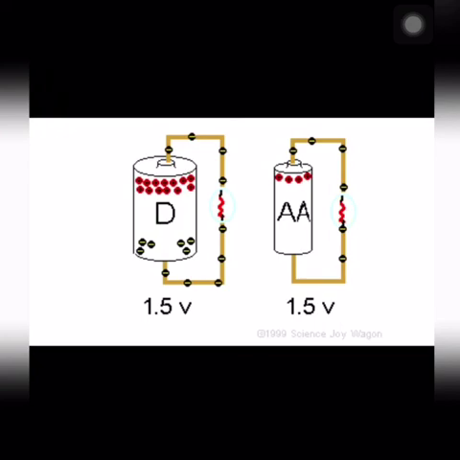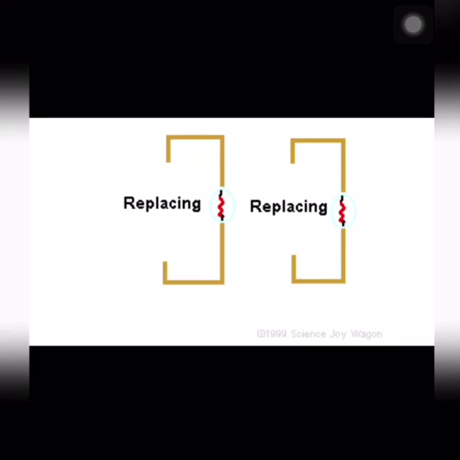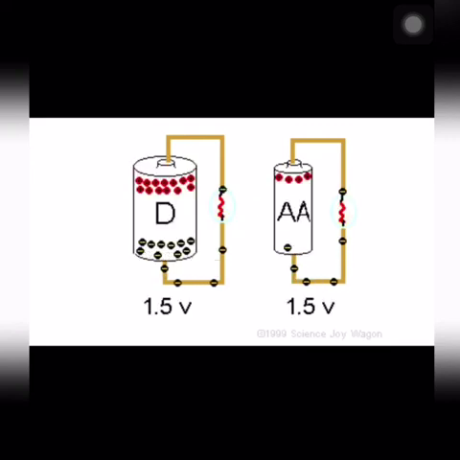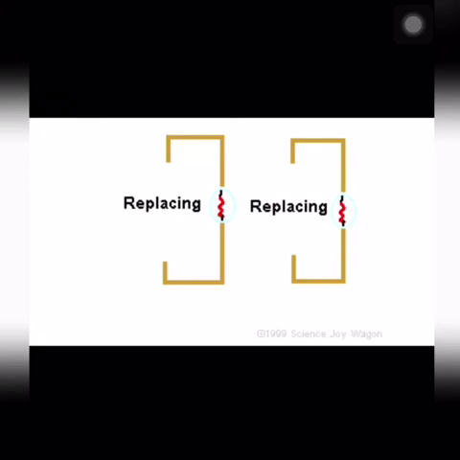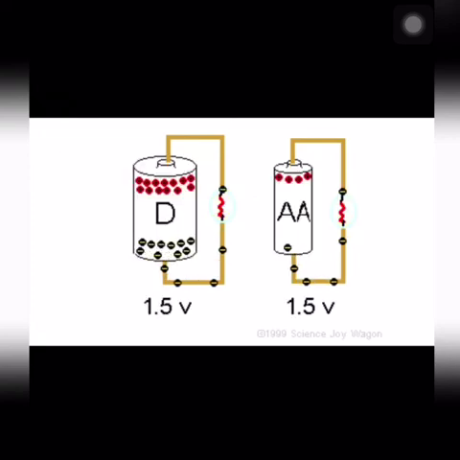You can see here, these are the extra or the free electrons, excess electrons released inside the cell due to some chemical reaction. And when all the free electrons move towards the positive terminal, the battery stops working and you need a replacement of that.